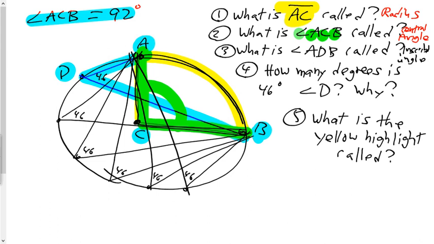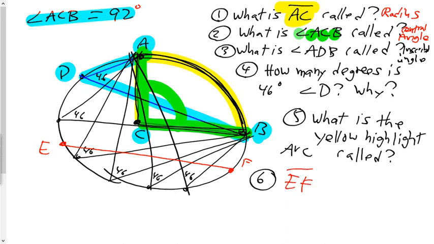And finally, the last question, what is this yellow highlighted part here called that connects 2 points on a surface? It is called an arc, A-R-C. And actually, I should have put question 6 down, and I'm going to put it right now. I'm going to take random 2 points again. I'm going to put an E and an F, and I'm going to connect those 2 points. What do we call that? What is EF called? Anybody? It's called a chord. A chord.